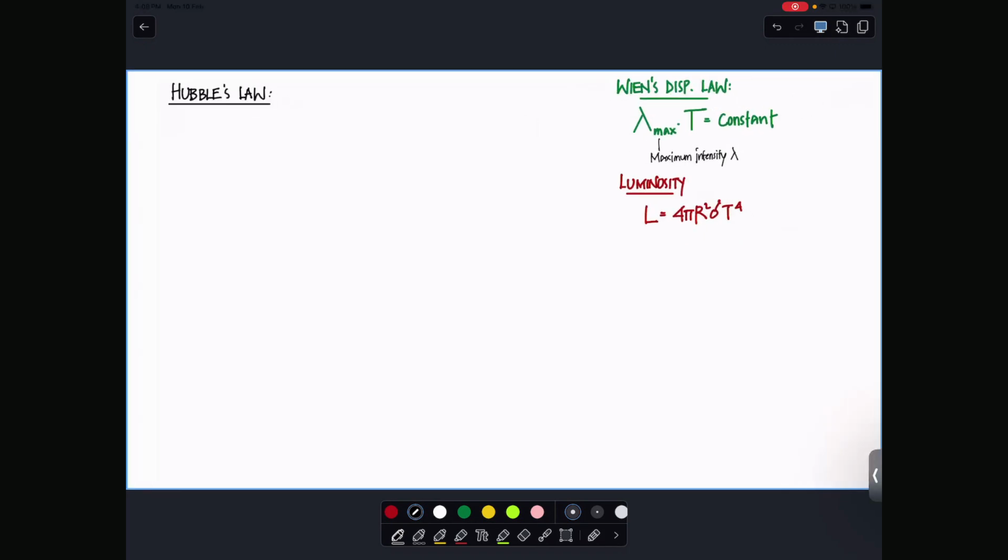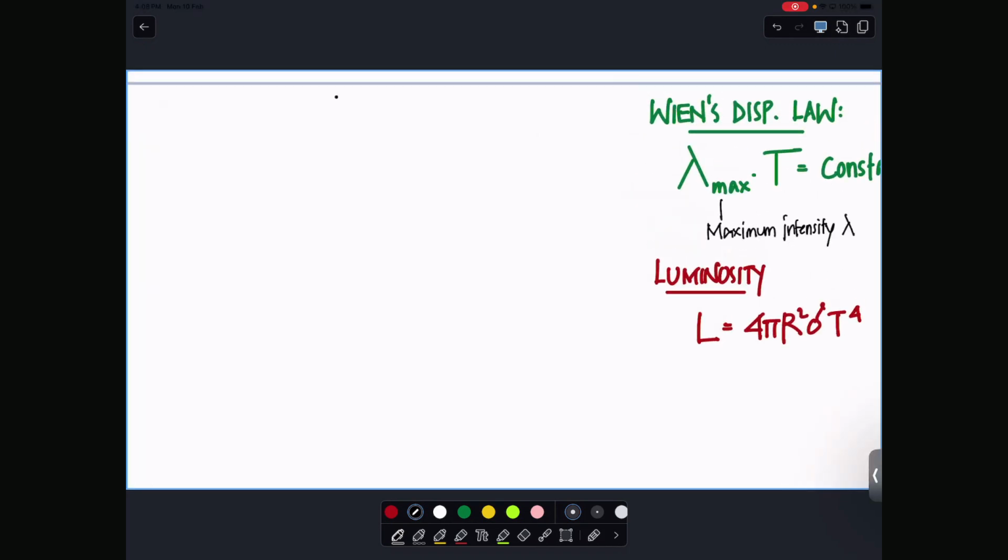Right. It's a very important question, actually. What's the difference between intensity versus luminosity? So let me show you. Intensity versus luminosity. The main difference is the unit. Intensity is watt per meter square, and luminosity is just watts.